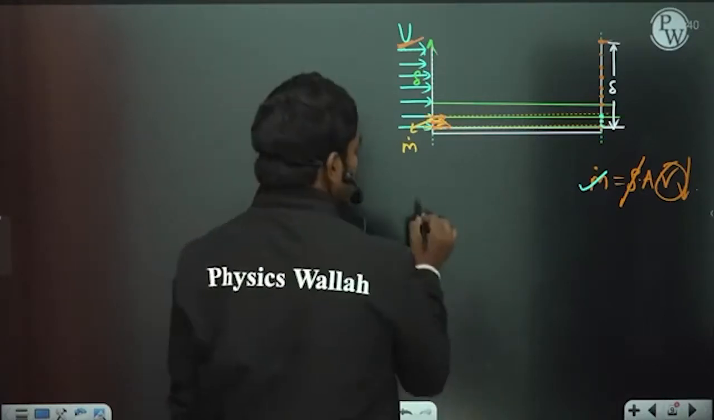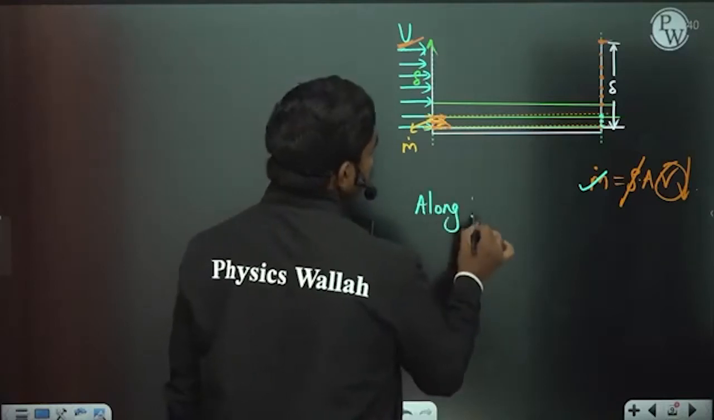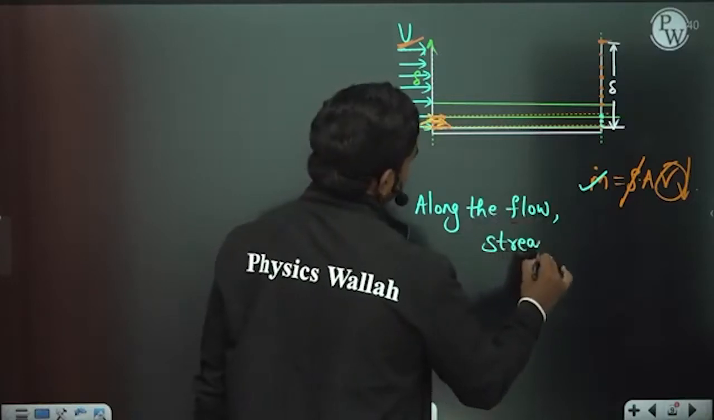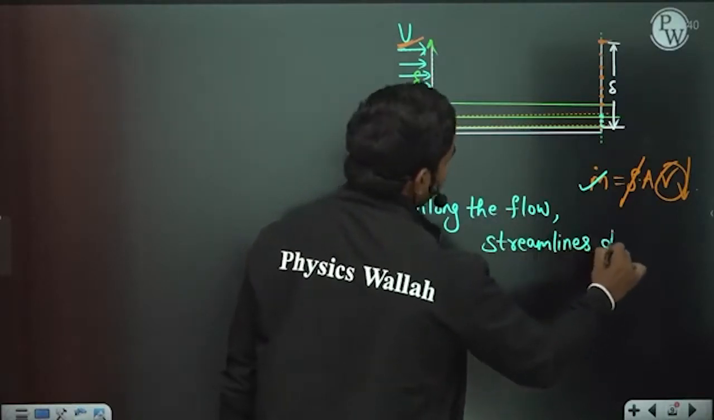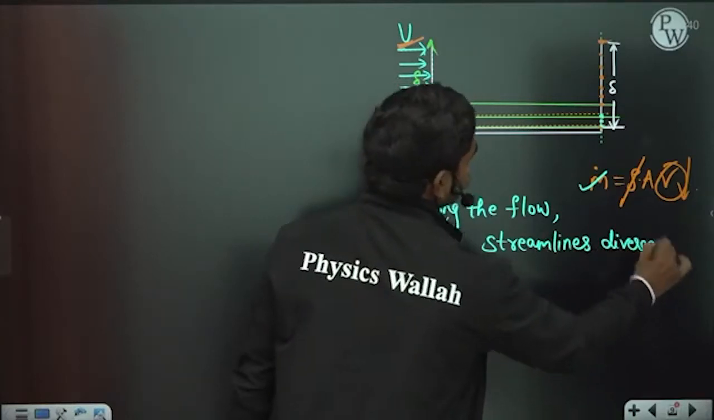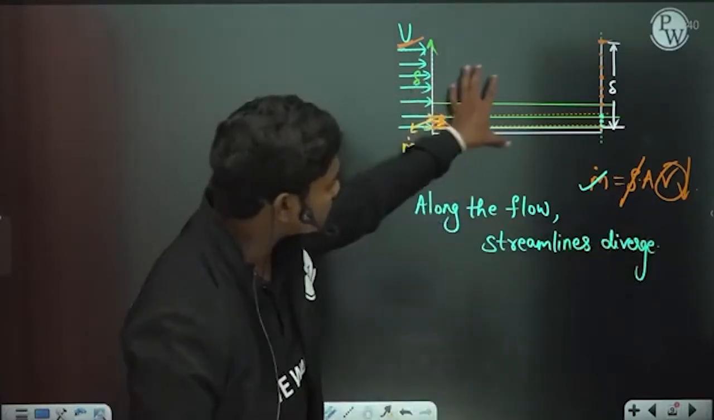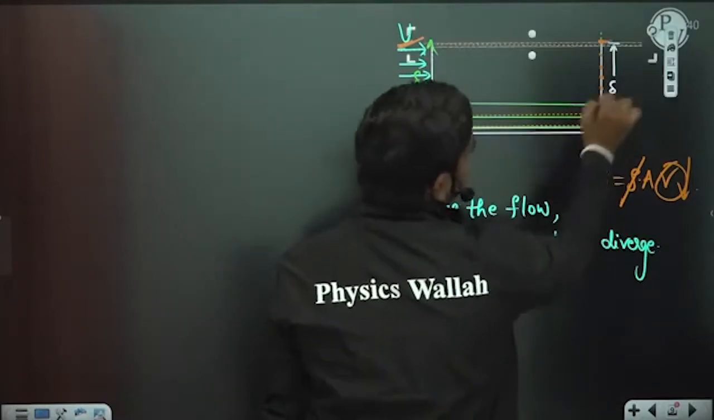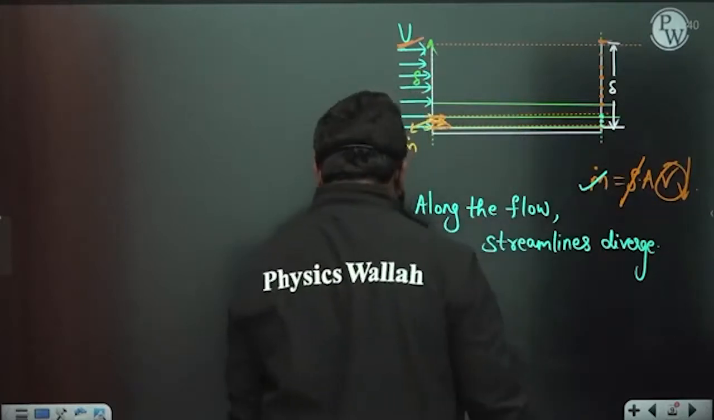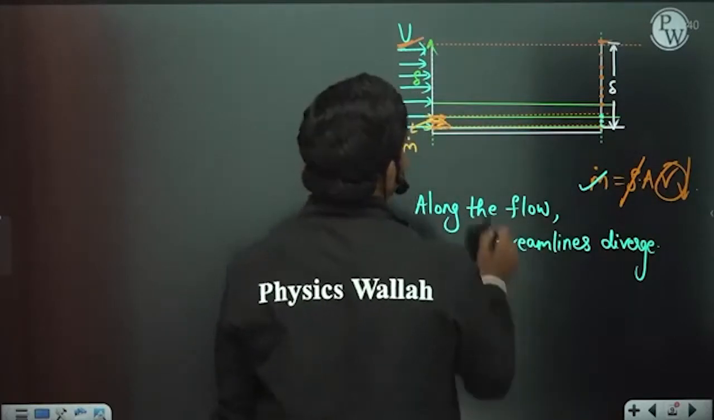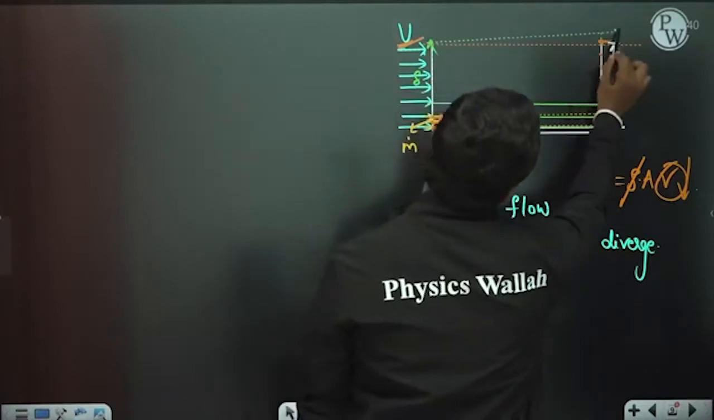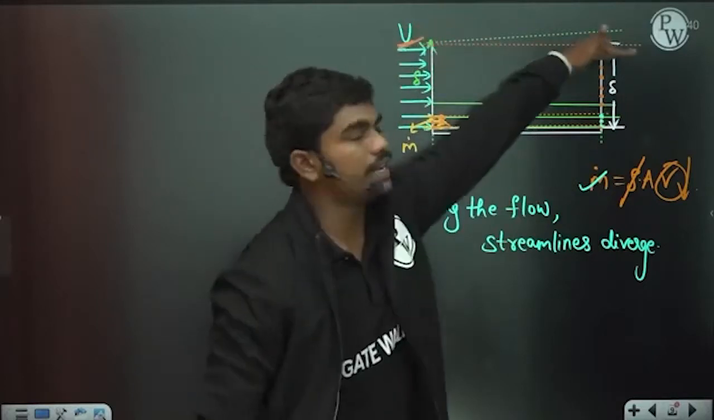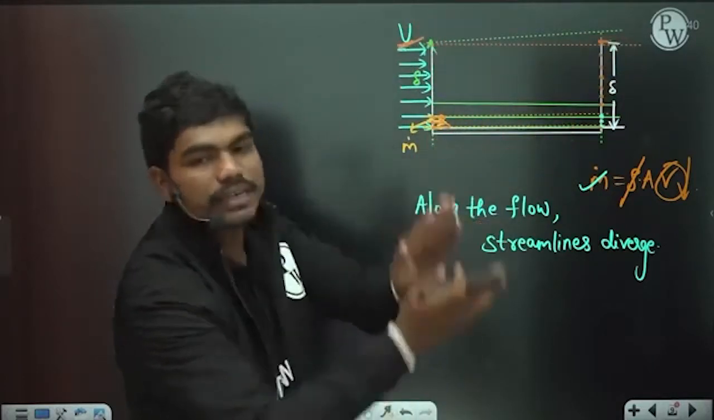Means basically one thing is very clear: the streamlines should diverge, exactly. So if you see along the flow, streamlines diverge. Now this diverging goes on, and finally at this location, normally in actual flow condition, there could be some streamline passing through this delta location. Because of this velocity getting lowered, this streamline will get deflected by some amount, correct? So this streamline which is actually passing through y is equal to delta will also get deflected by some amount. Yes or no?